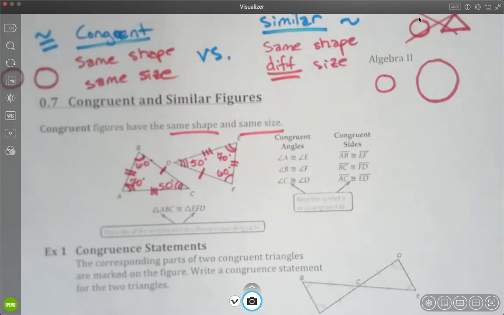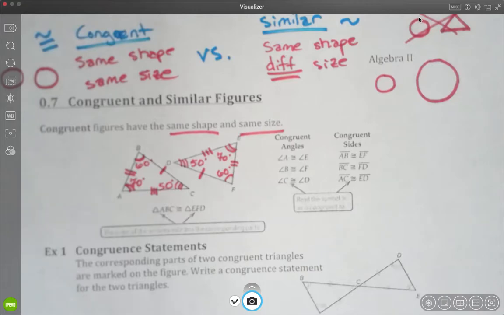So you will write it like this. Your congruent angles. A is congruent to E. B is congruent to F. C is congruent to D. I was going through really, really fast. Then you have your sides. AB is congruent to EF, BC is congruent to FD, AC is congruent to ED.